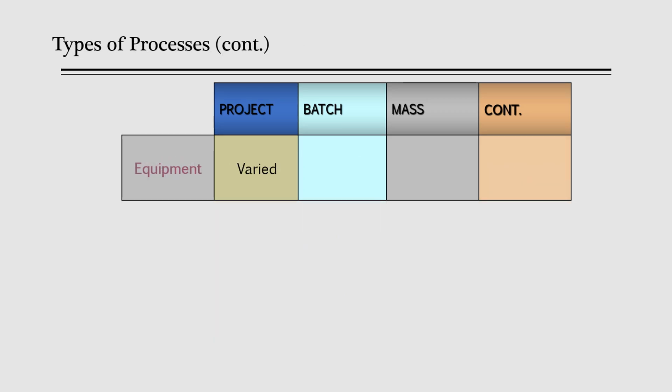Now let's see what are the equipment needed for each type of process. When it comes to projects, since there are so many varieties or value additions made, therefore different types of equipment are needed. Therefore equipment are varied. In the batch production, general purpose tools are used. In the mass production, we are going to use special purpose tools depending on the production. When it comes to continuous production, we are fully automated. Most of the time for these types of productions, we are going to use AI or robotics.